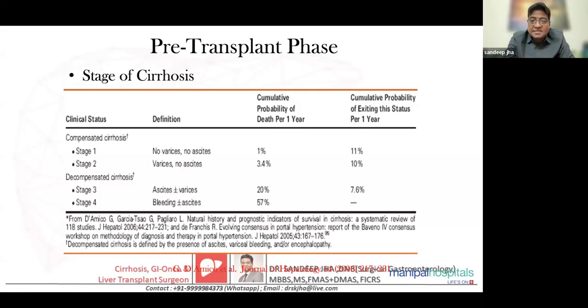And so this is what drives transplant. When the patient is in the stage of bleeding and ascites formation, we have to increase our suspicion that the patient might be a candidate for liver transplant, and long-term survival is only possible with a liver transplant when the patients have upper GI bleeding and formation of ascites.